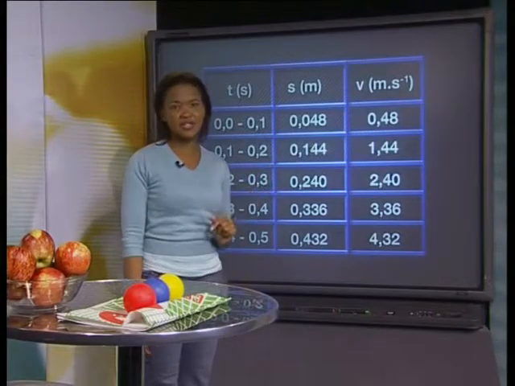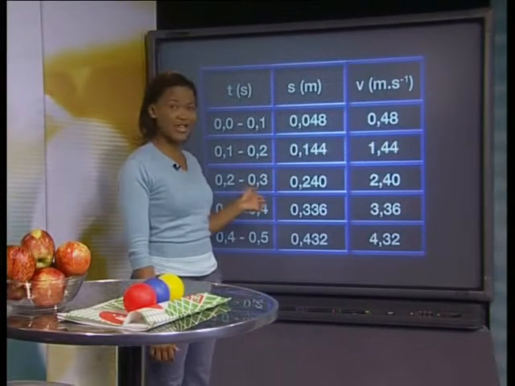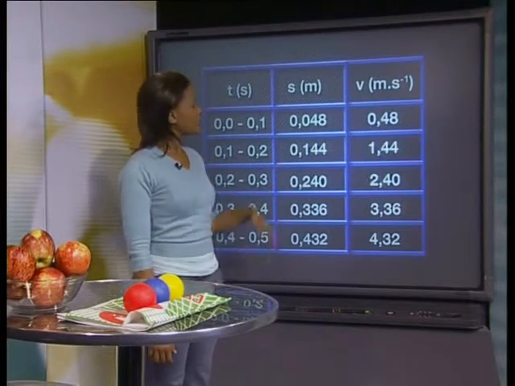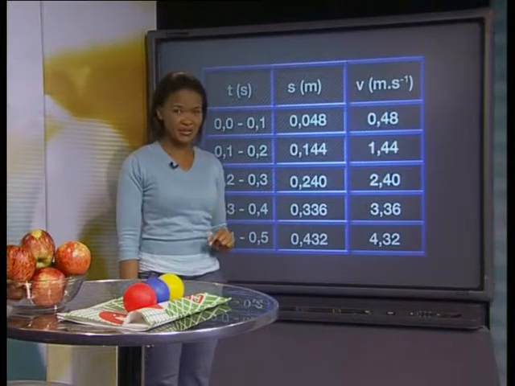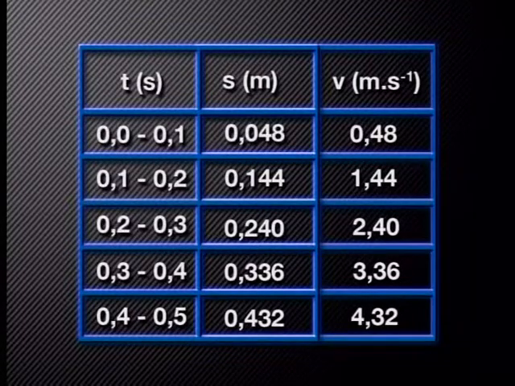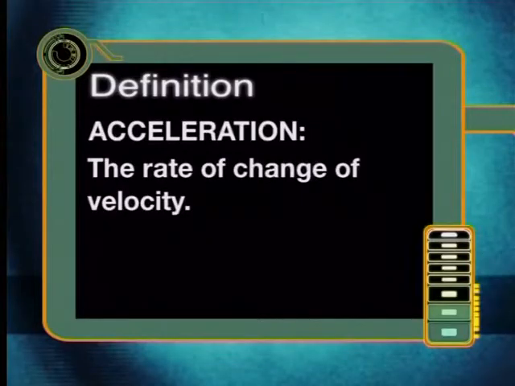I have filled in the values of velocity for the mass piece into this table. Look, the velocity increased by 0.96 meters per second for each of the time intervals. Can you see that the values of the velocity are increasing uniformly? Can you remember what we call any change in velocity? That's right, acceleration. Acceleration is defined as the rate of change of velocity. So, because the velocity of the mass piece is changing at a uniform rate, we can conclude that the mass piece has a uniform acceleration.